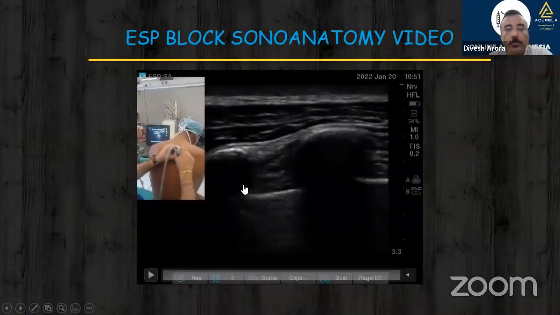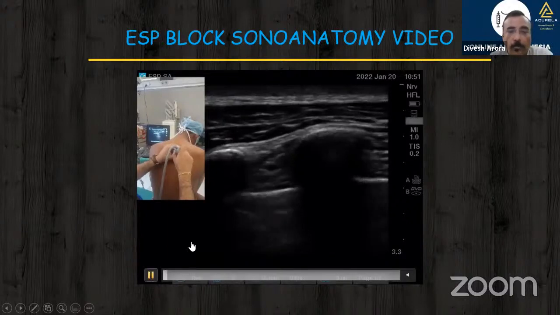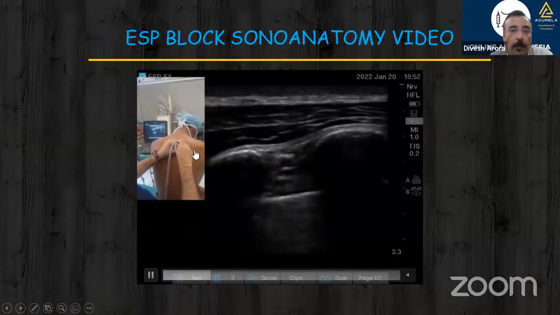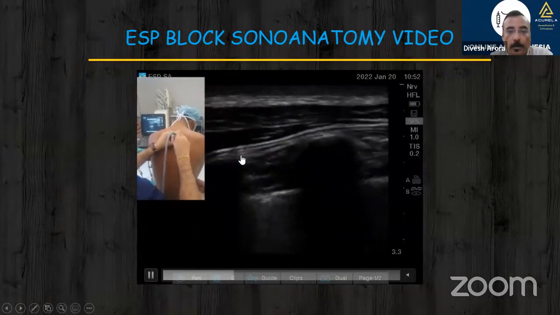So I'll show you the sonoanatomy of the erector spinae block, how we actually do it. We do not start from the midline. We actually start 5 to 6 centimeters lateral to the midline. First identify ribs. Ribs have a round contour, and then start to move the probe medially, until we get a squared off contour of the transverse processes. That is the place where we actually start our block. So ribs are round, pleura is well seen. I keep moving my probe towards the medial spinous process.